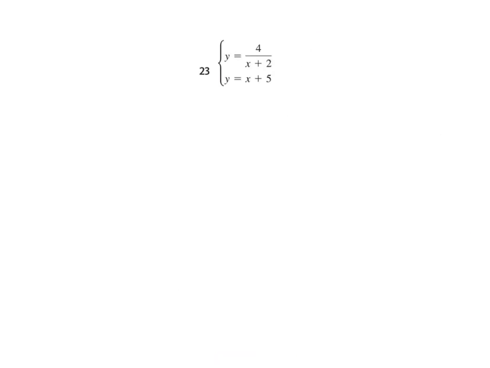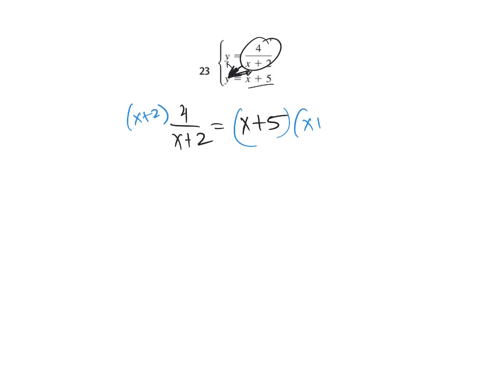Okay, 23. Now, let's just go ahead and do the hard part. Let's substitute this in for y. You could do the other and substitute this in for that y, but let's do this in for that y. So 4 over x plus 2, either way, you're going to have to deal with the fraction, equals x plus 5. So I took the circle and I substituted in for the other y. So I'm going to multiply both sides by x plus 2 to remove it from your denominator.